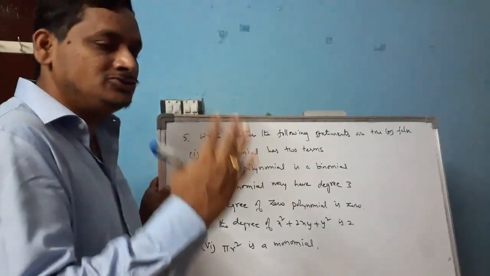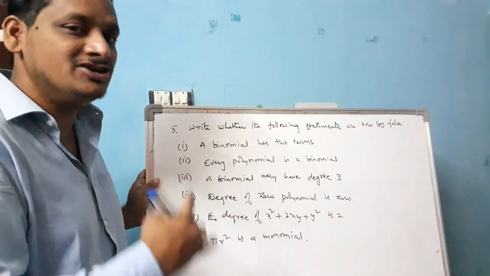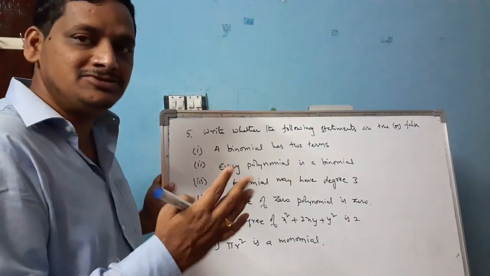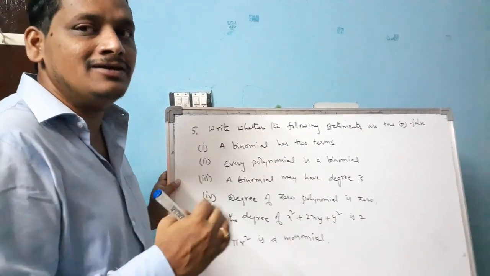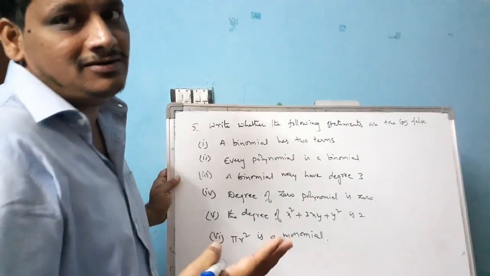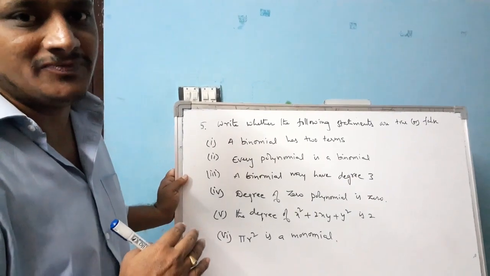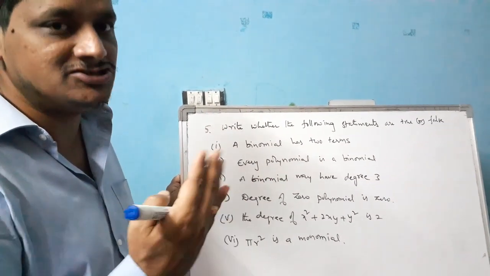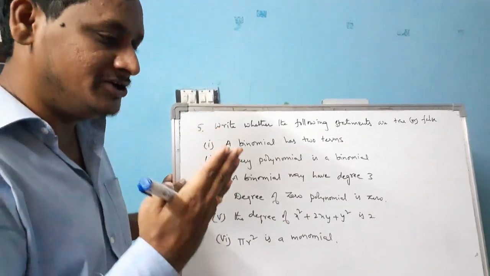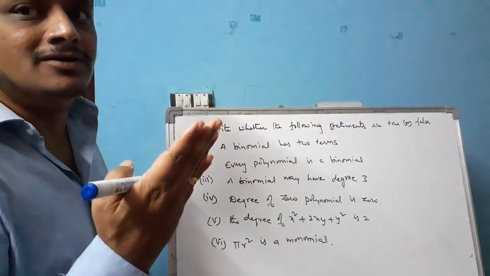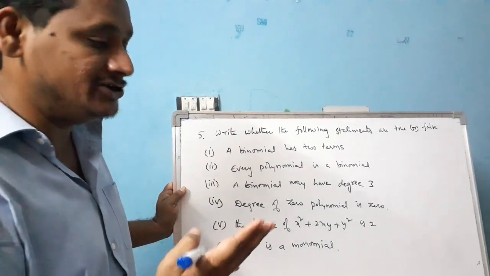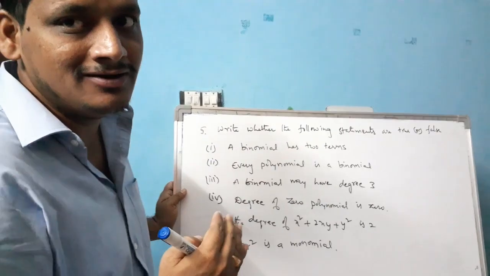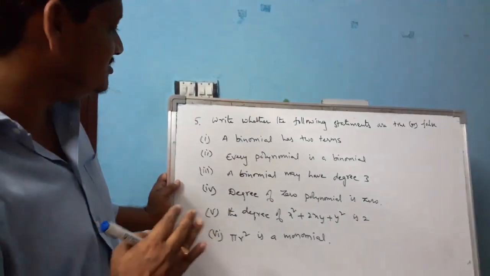So according to term, if it is one term, it is called monomial. Two terms, it is called binomial. Three terms, it is called trinomial. If it is more than three, it is called multinomial. And according to degree, if it is 0 degree, it is called zero polynomial. If it is degree 1, it is called linear polynomial. Degree 2, it is called quadratic polynomial. Degree 3, it is called cubic polynomial. We have like that. So here it is given the first one.